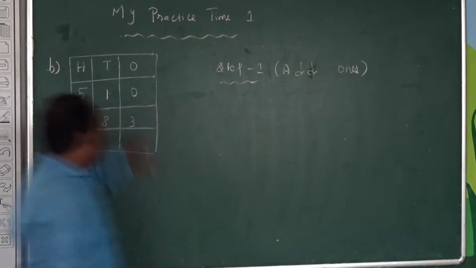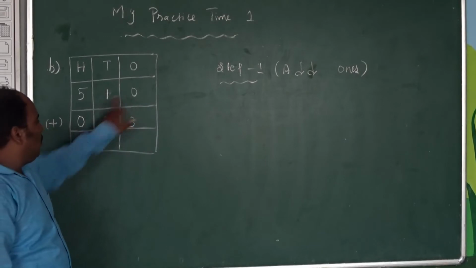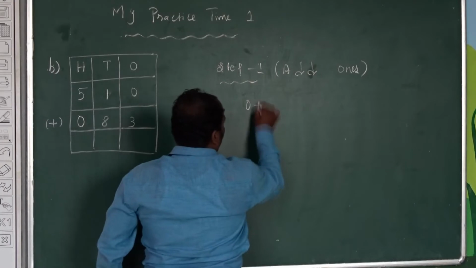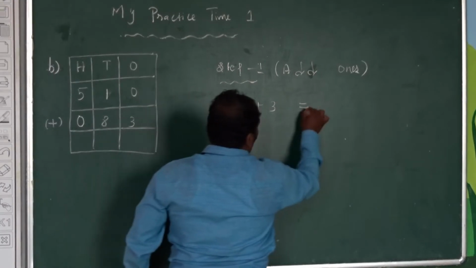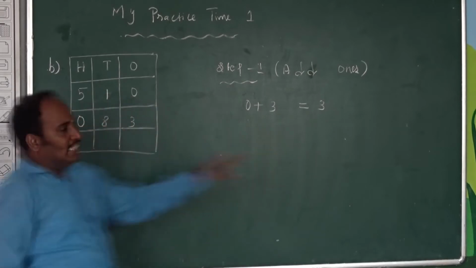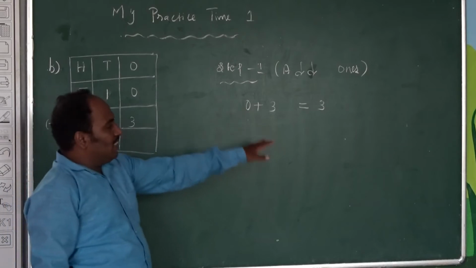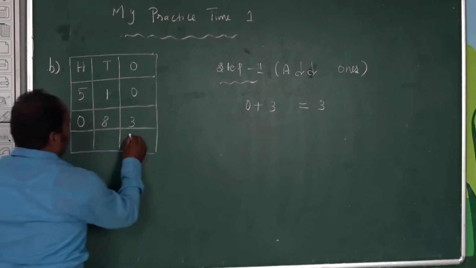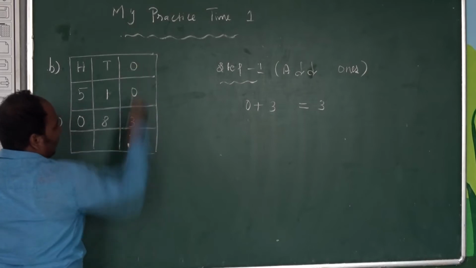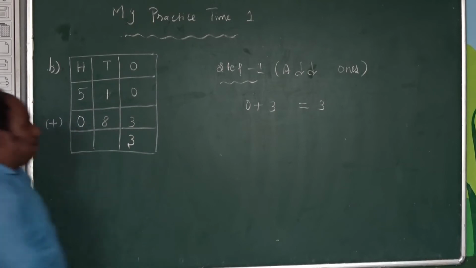Here the ones place is 0 plus 3. 0 plus 3 is equal to 3. It is the zero property. So the number 3 is written in the ones place. The next one, we add the tens place.